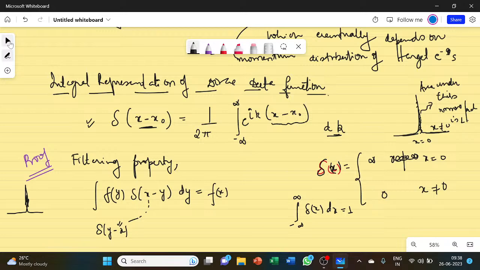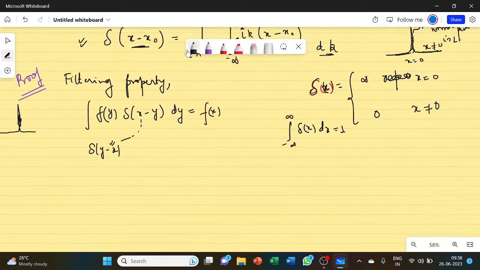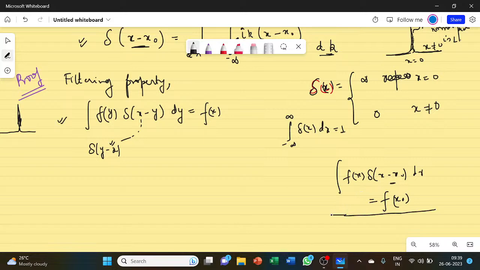Using this filtering property, if it's confusing you with x and y, I'll write it here. For example, if you have f of x and you are writing Dirac of x minus x naught, where Dirac is situated at x equal to x naught, then this particular integral is equal to f of x naught. Basically, wherever the Dirac is situated, that point gets into the argument of the function, and the answer is f of x naught. This is called the filtering property for the Dirac delta function.